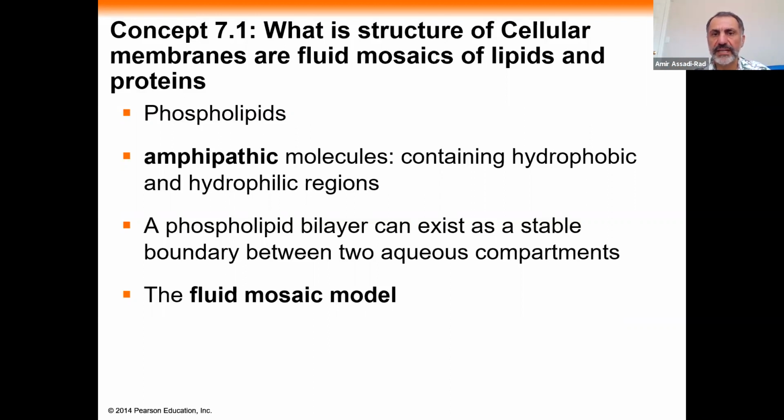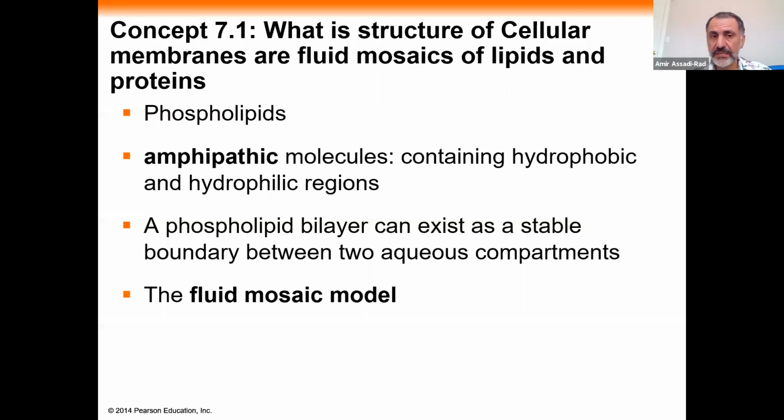A phospholipid bilayer can exist as a stable boundary between two aqueous environments. This is a cell, outside of it is aqueous, water, and of course, inside of it is aqueous as well. Let me give you the definition of the fluid mosaic model now, and then later on, I will elaborate on it.